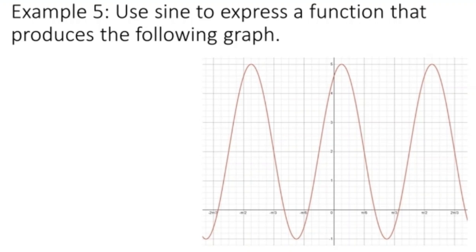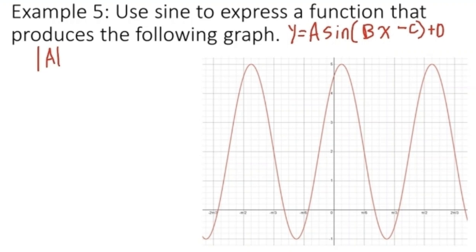Since we're using sine in this example, we know our equation is going to be in the form of y equals a sine of bx minus c plus d. Now we're going to figure out a, b, c, and d. Recall that the absolute value of a equals the amplitude. If you recall from our earlier slides, our amplitude is 1/2 our maximum value minus our minimum value.